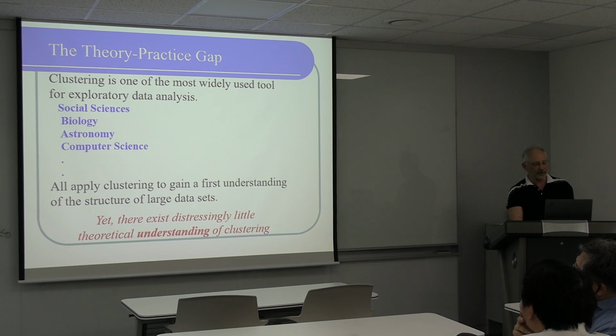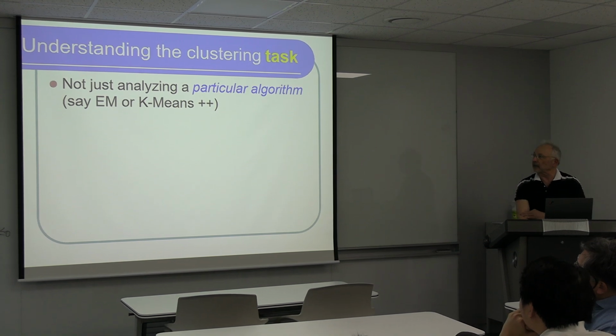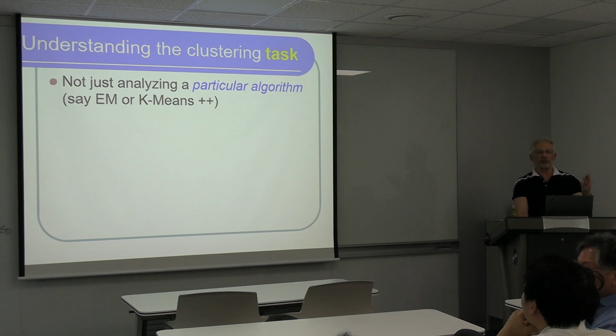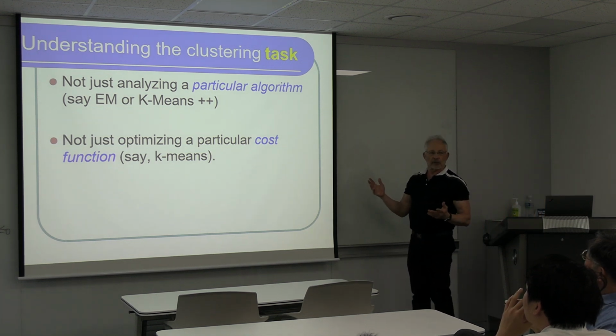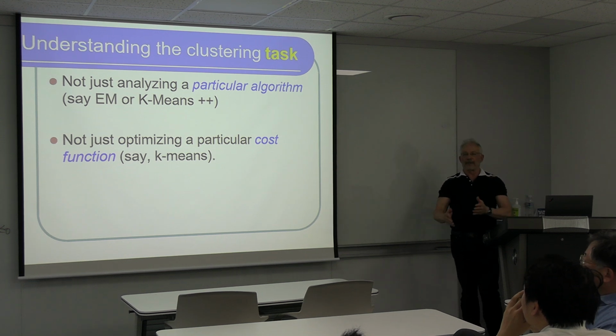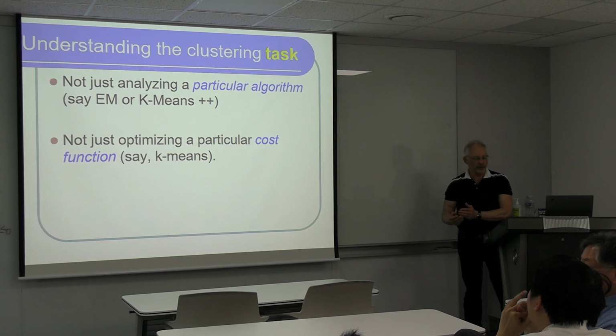So what do I mean by we don't understand clustering? Of course you have lots of analysis of a given algorithm. There are tons of papers on k-means, on the EM algorithm, on spectral clustering. But these are papers about a specific algorithm, not about the problem. And you can also analyze the cost function: I fix the cost function, how do I optimize it? There are lots of optimization papers. But the cost function is a choice that I make. It's not a definition of the problem of clustering.